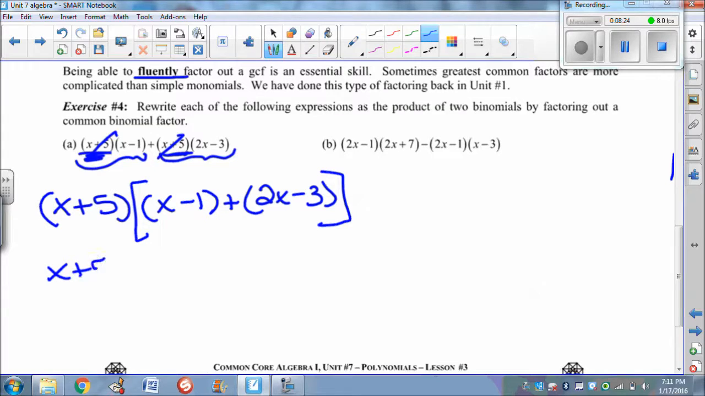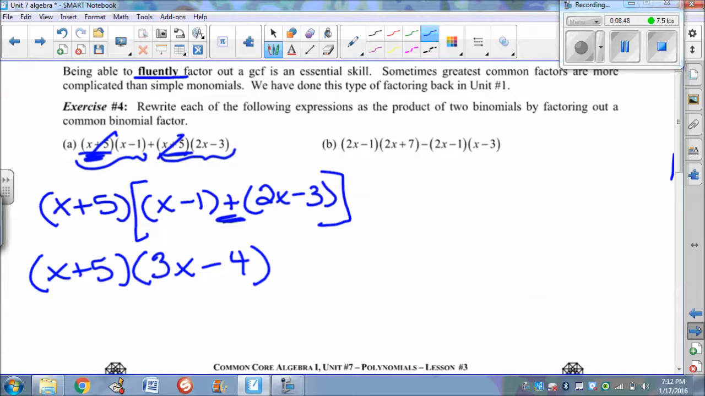So x plus 5. Now we can clean up what's inside those brackets there. It's just plus. So that's just combining like terms. X and 2x is 3x. And negative 1 minus 3 is negative 4. Okay, so we just factored something kind of crazy looking down to something pretty simple. And I want you to do B and come in with any questions.